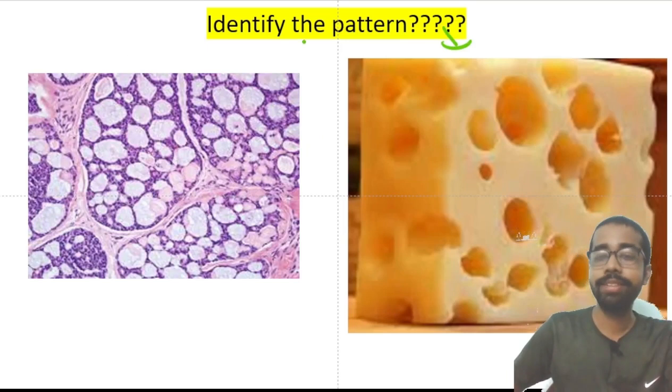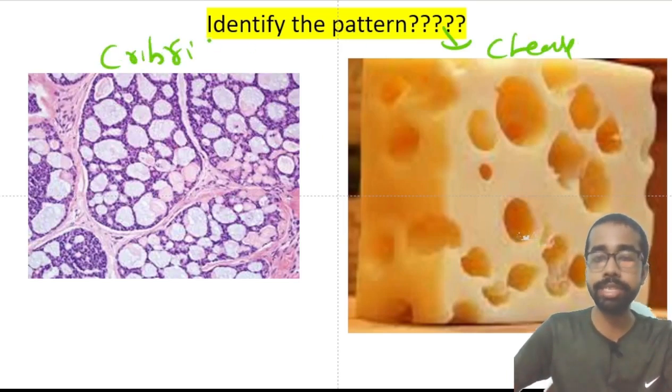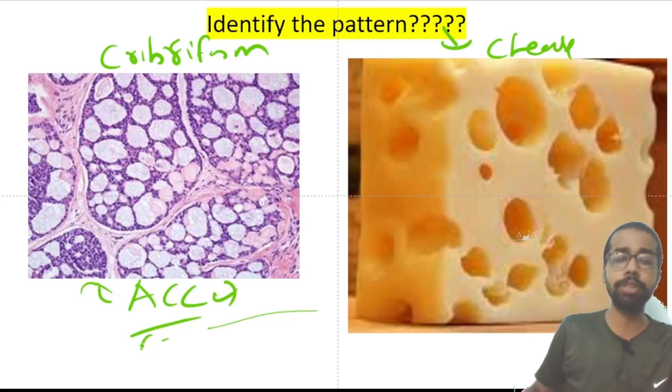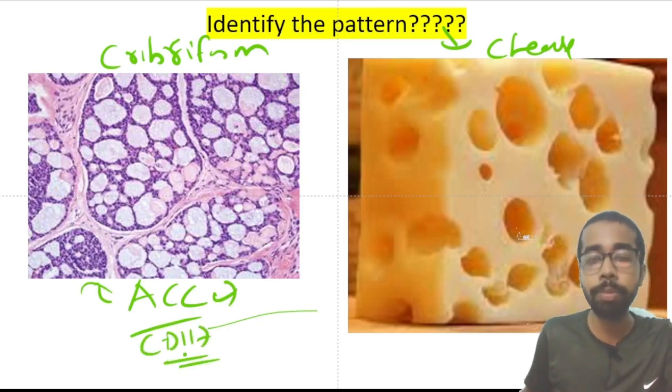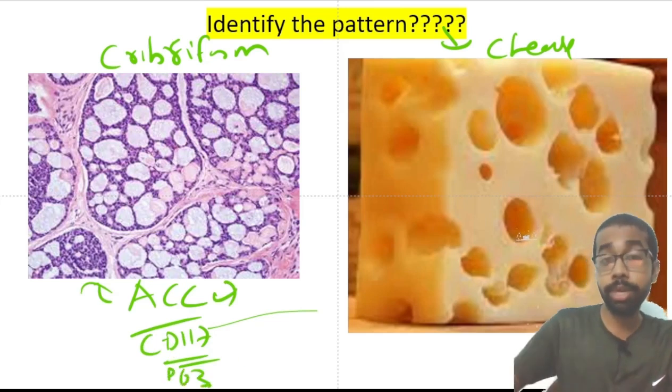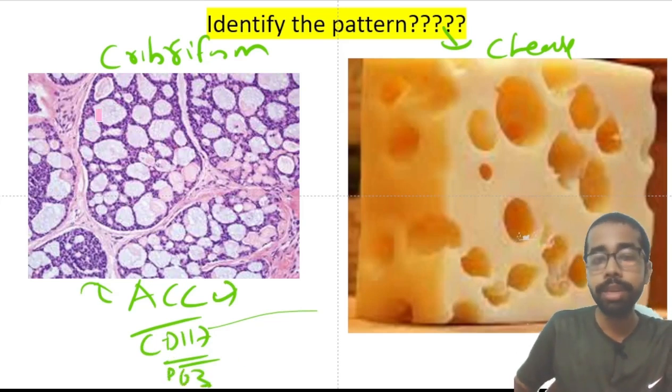Okay, which pattern? The moment you say cheese, everyone will say it's a Swiss cheese pattern or cribriform pattern, isn't it? Which tumor? Adenoid cystic. Okay, which IHC will you do for adenoid cystic? Answer is nothing. No IHC is there specifically for adenoid cystic. Of course, you can do CD117 to highlight the luminal component, and the myoepithelial component can be highlighted by P63.